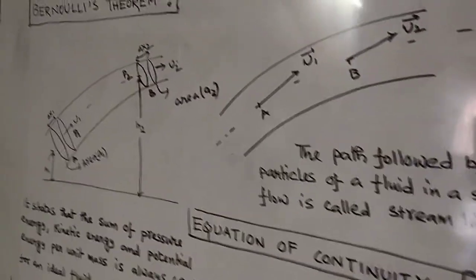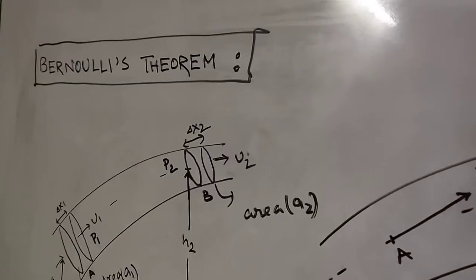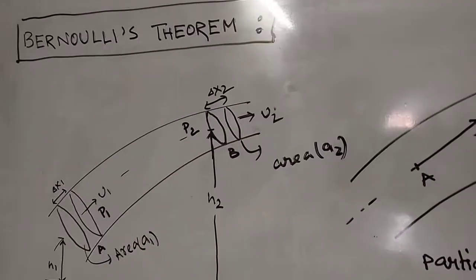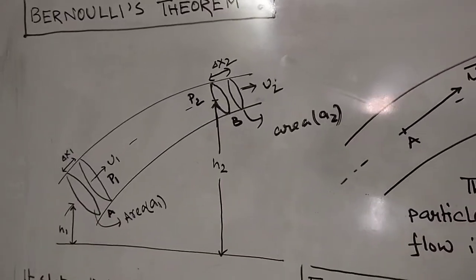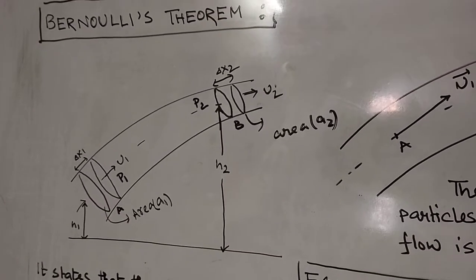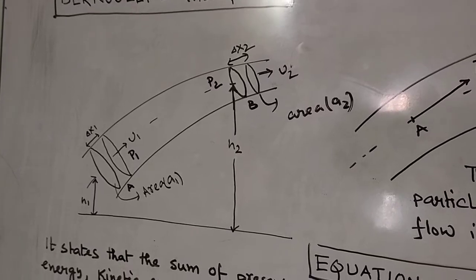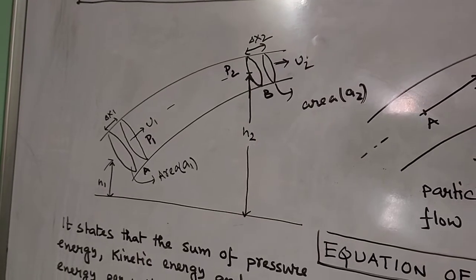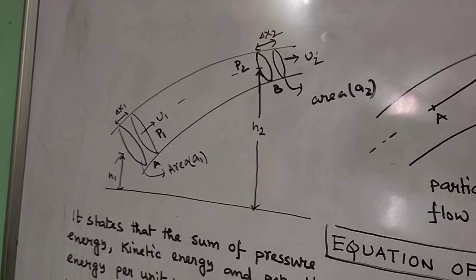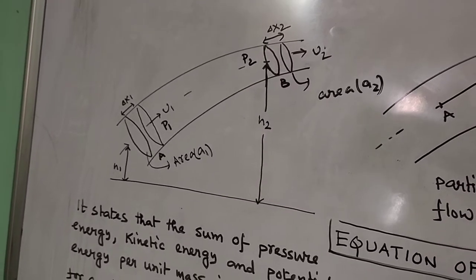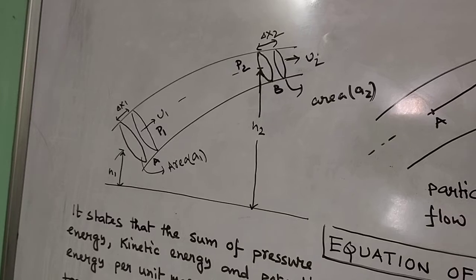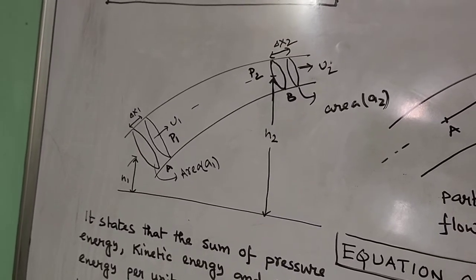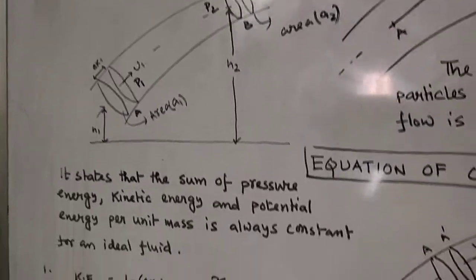Now the next topic we are going to define is Bernoulli's theorem. The equation of continuity defines the conservation of mass, and Bernoulli's theorem specifies the conservation of energy. Here again is almost the same diagram, only the level is given. The height at A is h1 and at B is h2, with velocity v1, area of cross section A1, and pressure p1, and at B pressure p2, velocity v2, and the movements are delta x1 and delta x2. Let me read out what we have written.